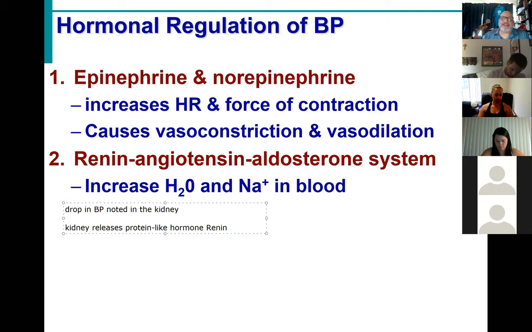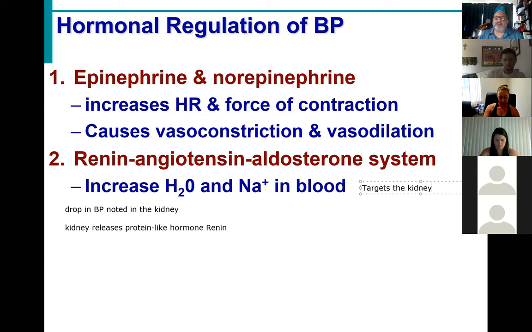Renin leads to the activation of a hormone called angiotensin. In fact, it causes angiotensin 1 to be converted into angiotensin 2. Angiotensin 1 is made in the liver, but it is activated by an enzyme in the lungs. Again, it's this elaborate pathway we will talk about when we get to the urinary system. Between angiotensin 2 and aldosterone, basically what it does is target the kidney. So notice the stimulus occurred in the kidney, but it also targets the kidney. The short version we need to know right now is that it tells the kidney to hold on to water and to bring sodium back into the blood.